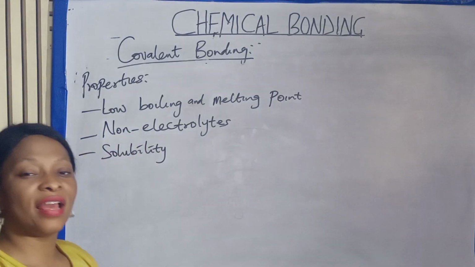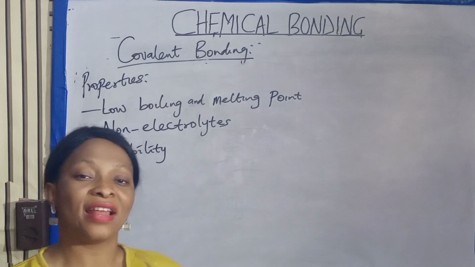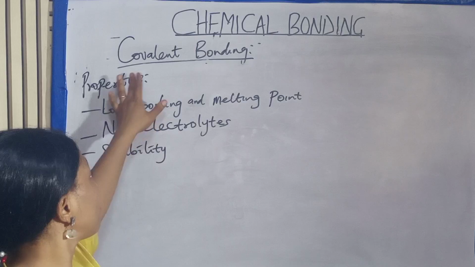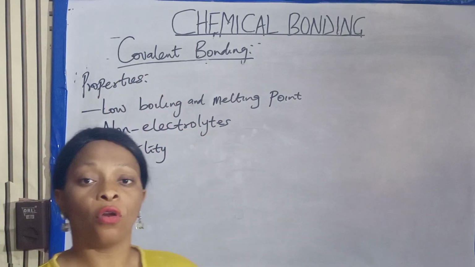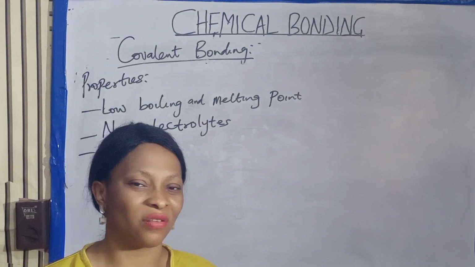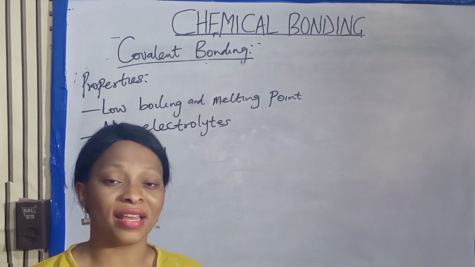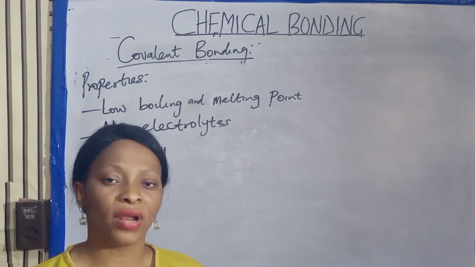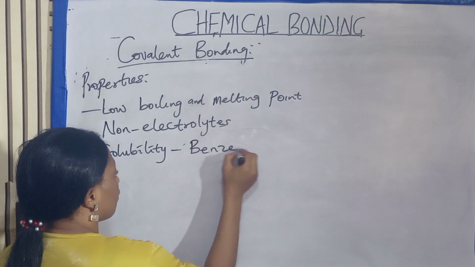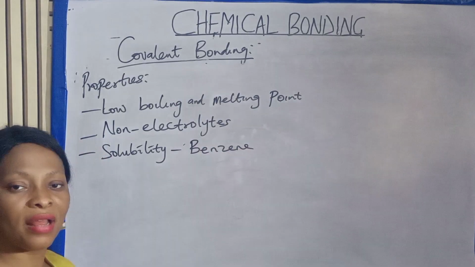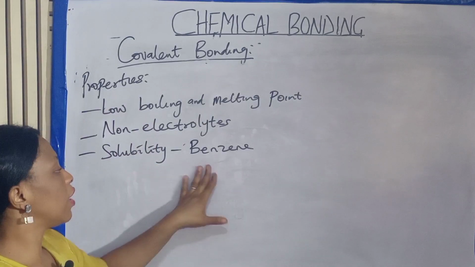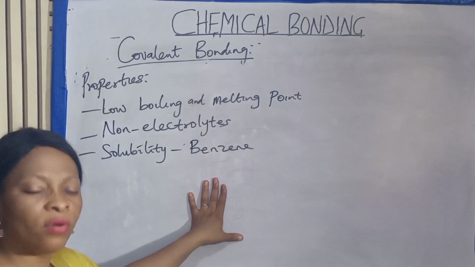Then they are non-electrolytes. Remember, electrolytes conduct electricity in solution, molten or liquid form. So these substances under covalent bonding are non-electrolytes. Then solubility: they are not soluble in polar solvents. Rather, they dissolve readily in non-polar solvents, like benzene. Unlike ionic bonding that dissolves in polar solvents like water, these do not dissolve in polar solvents, they dissolve in non-polar solvents. Example, benzene.